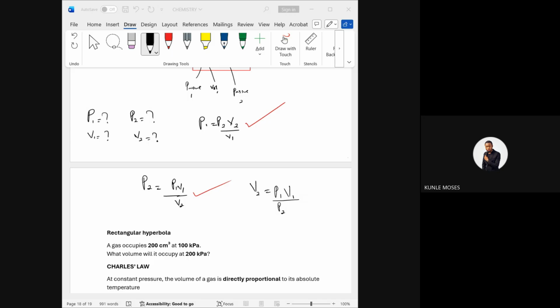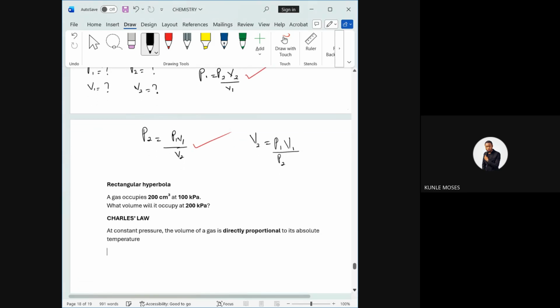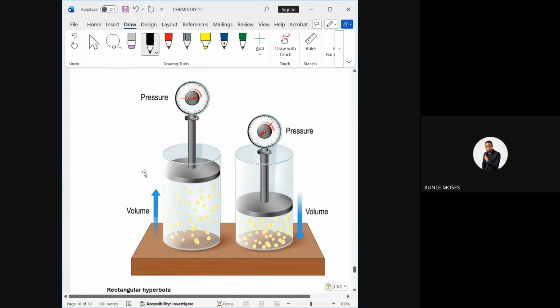So the graph of Boyle's law, when you check it on the graph, it has this hyperbola. I will help you look for the graph ahead of the next class so that you can see it. I just want to use this one to explain a concept for you.